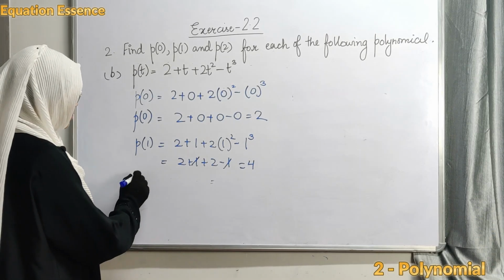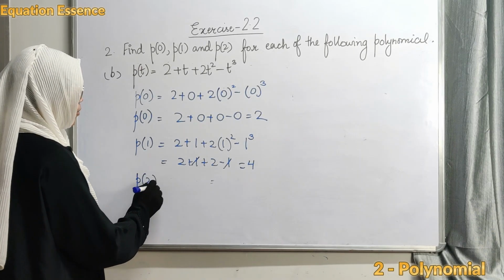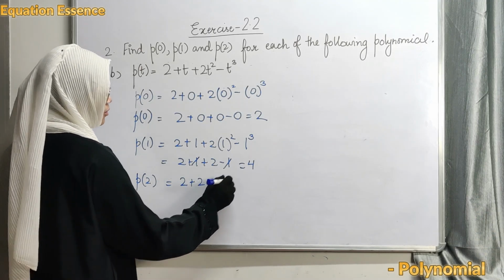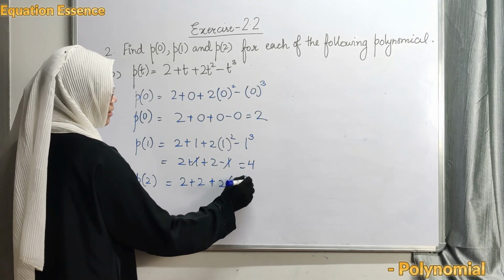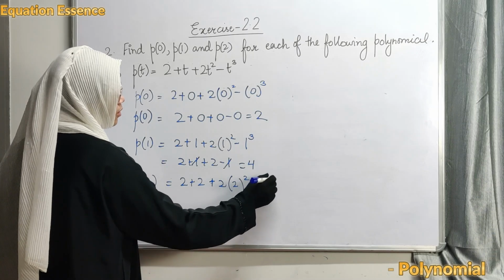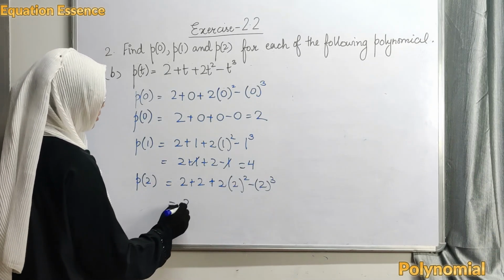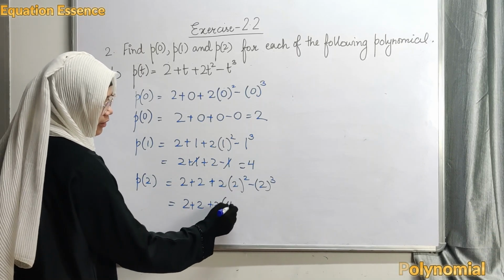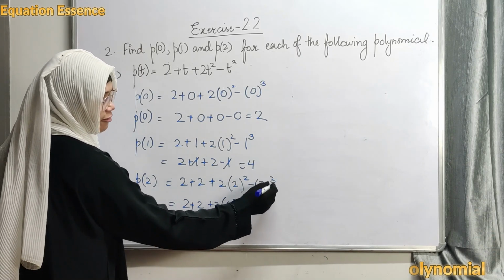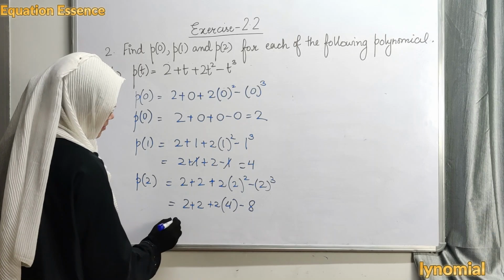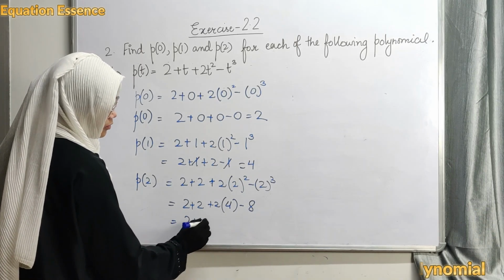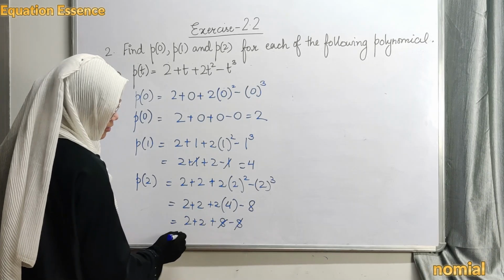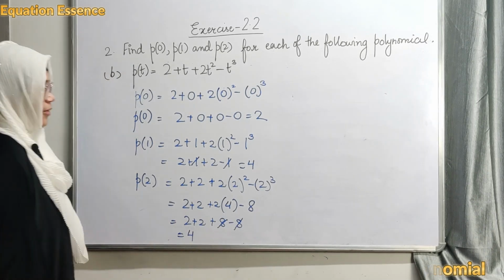Coming on to the third value, P(2). 2 plus 2 plus 2 times 2 squared minus 2 whole cubed. 2 plus 2 plus 2, 2 twos are 4, minus 2 twos are 4, 4 twos are 8. It will become 2 plus 2 plus 8 minus 8. The 8s cancel, your answer will be 4.